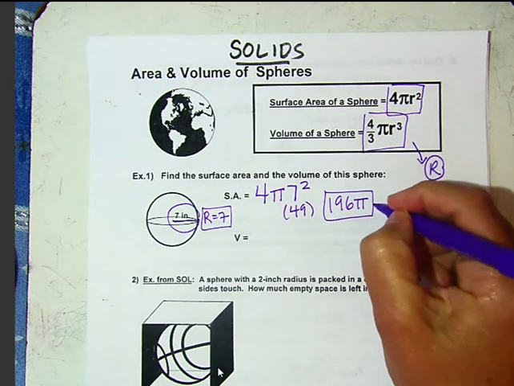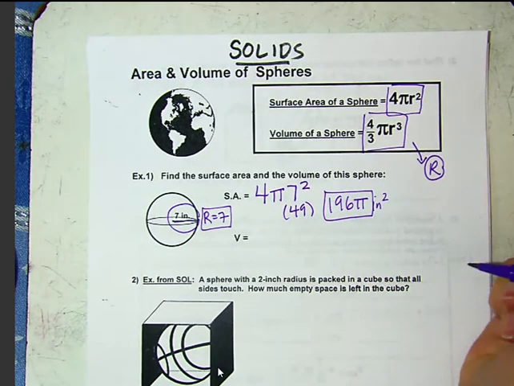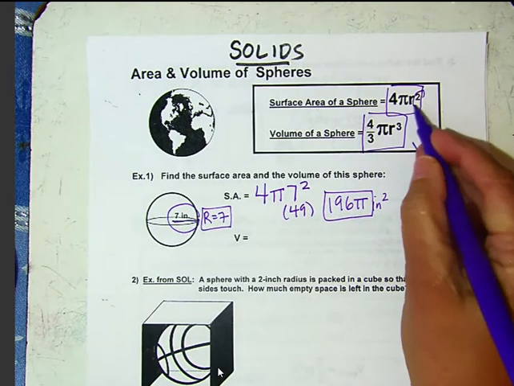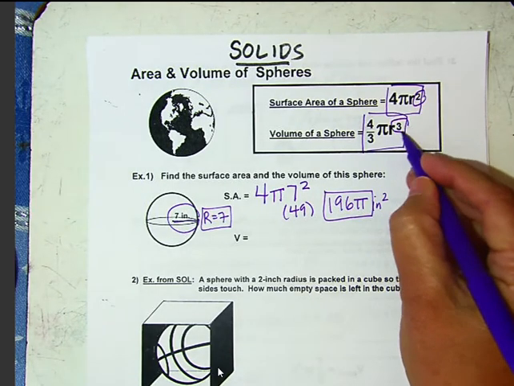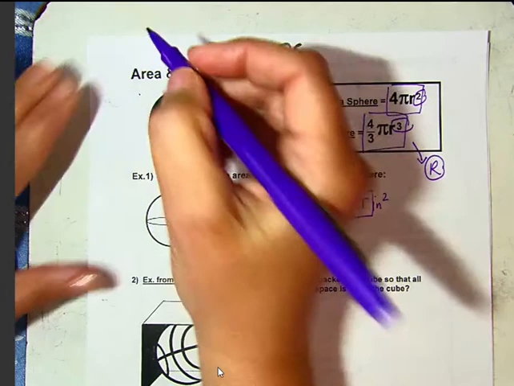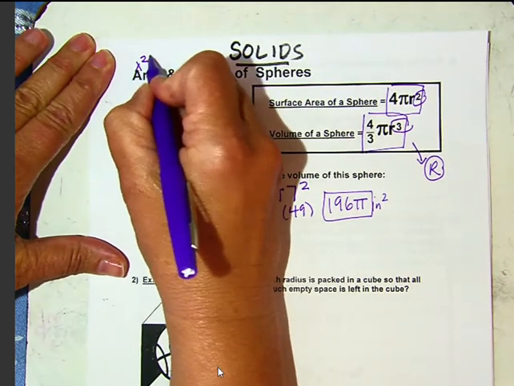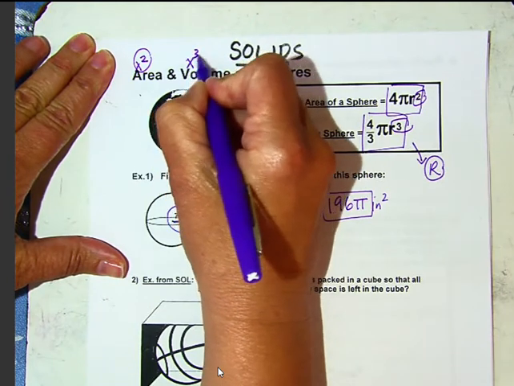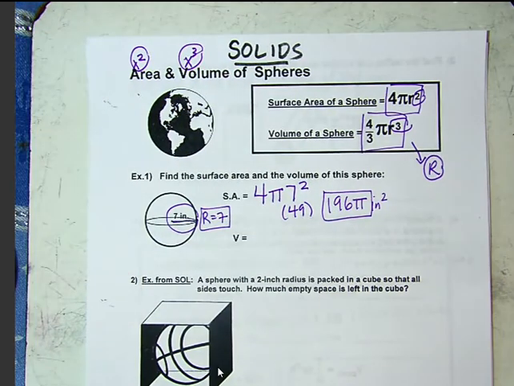And we're going to do inches squared because area is squared and volume is cubed. Area is squared, volume is always cubed. You just have to memorize that.